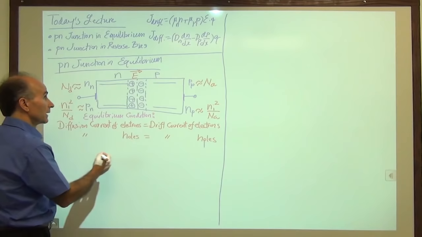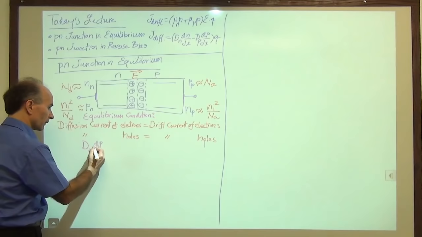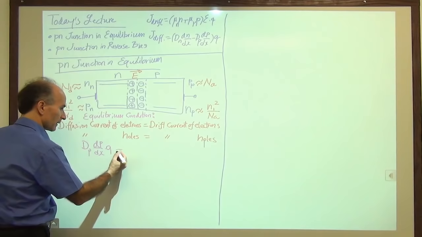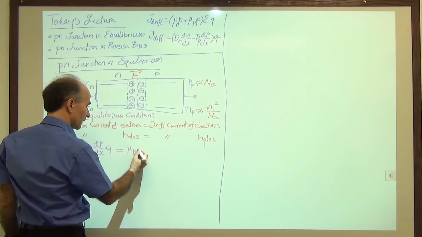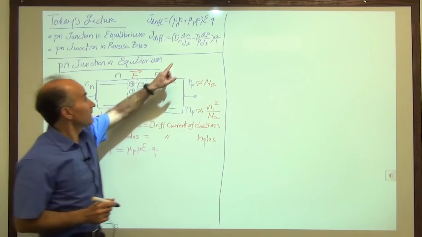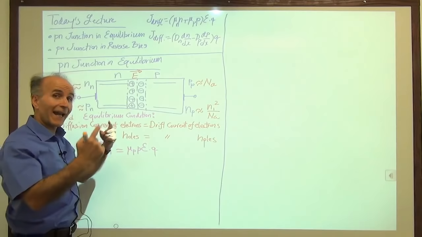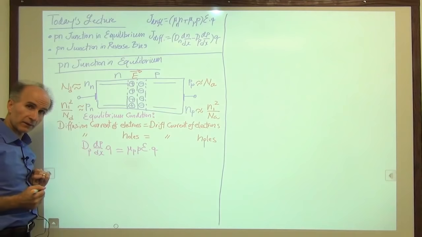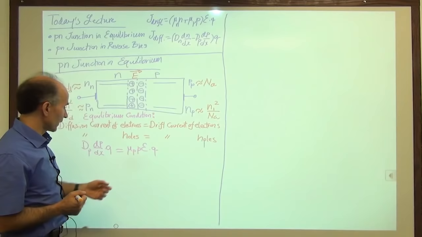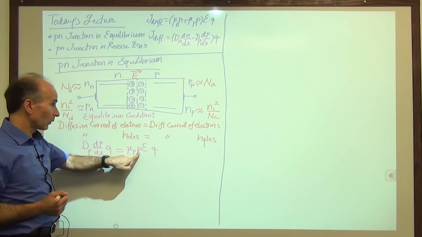So diffusion current of holes, that's D sub p dp over dx times q, is equal to drift current of holes. So mu p E times q. What happened to the negative sign that I had here? That negative sign is gone because I'm trying to cancel two currents that are flowing in this junction. So that's why we don't have a negative sign here. All right? Okay, so we have an equation in terms of E, the electric field inside here. The density of holes and the gradient of hole densities, and then some other constants.